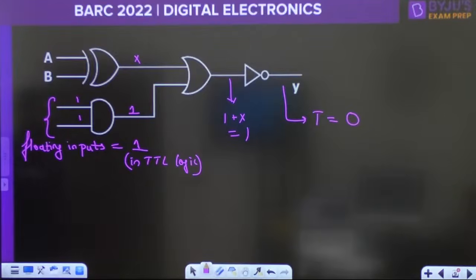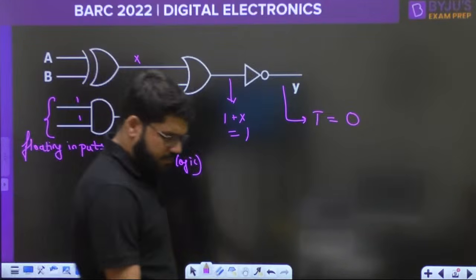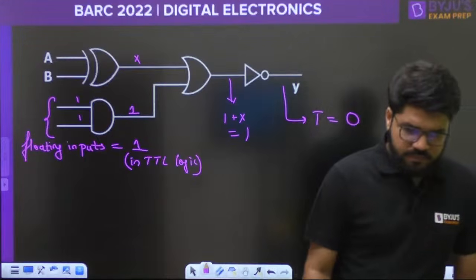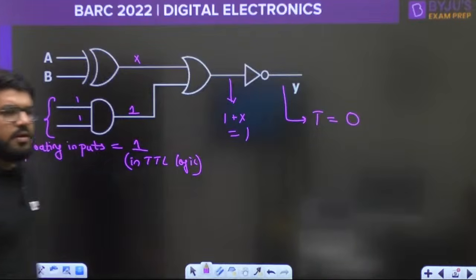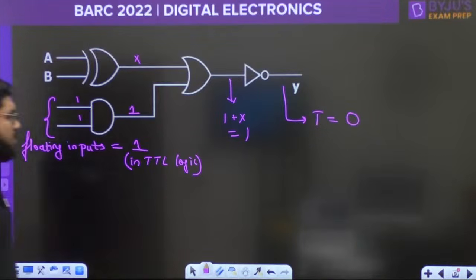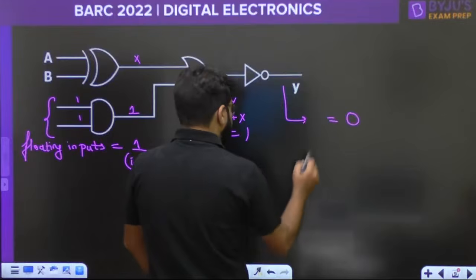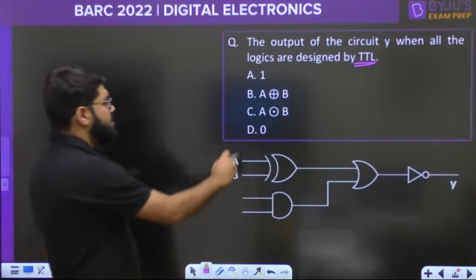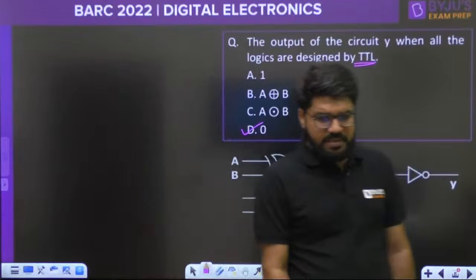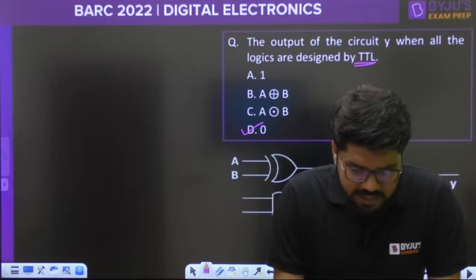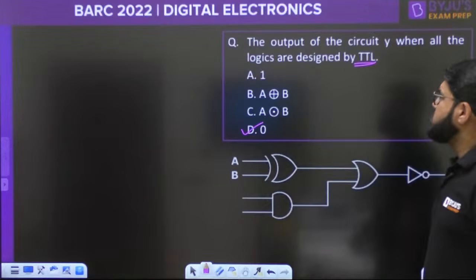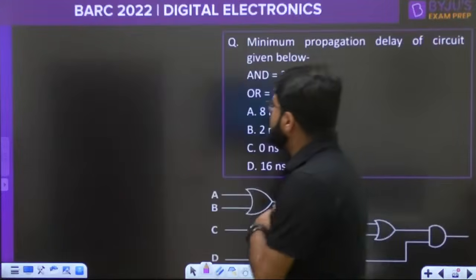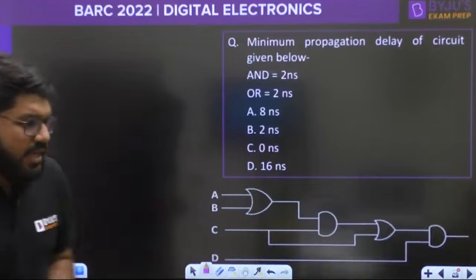Correct. This is absolutely correct. Okay, cool. Moving ahead to the next. So the correct answer here is also 0 as given by some of you. Yes, correct. The floating input had to be used as 1 because the TTL logic is given. Next question, guys.